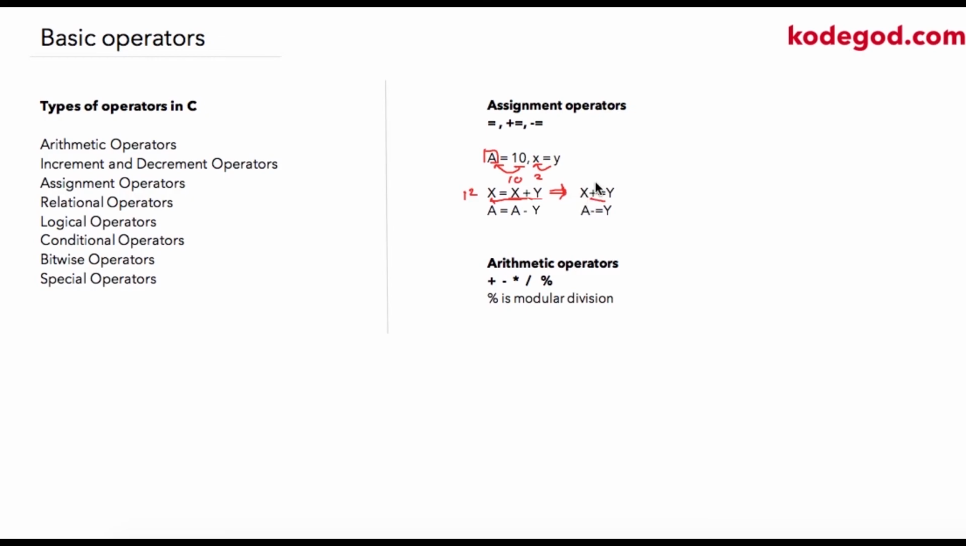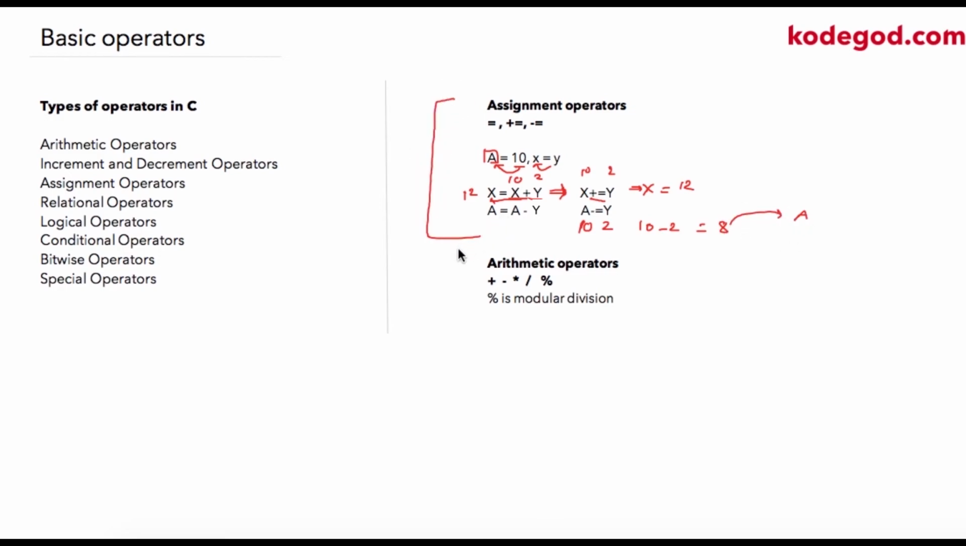What it says is increment the value of x by y. So I'm saying increment the value of x, which is 10, by 2. So my x becomes 12. Similarly, instead of writing a equal to a minus y, I can write a minus equal to y. In other words, I am decrementing the value of a, which is 10, by the value of y. So 10 minus 2, 8 will become my new value of a.